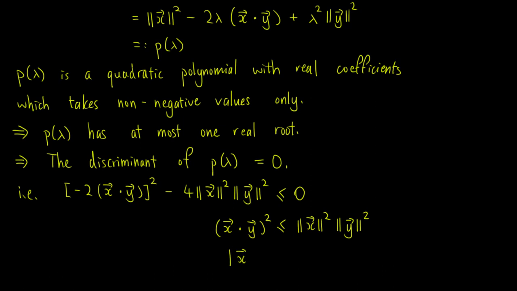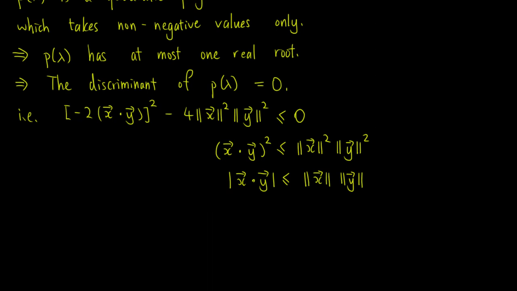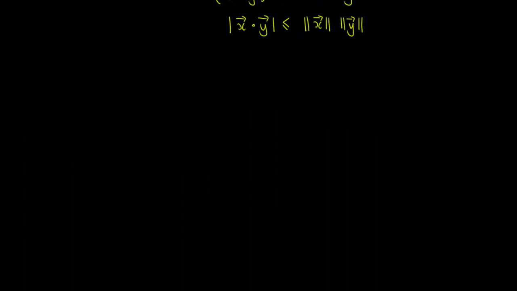We can take the square root on both sides to get the absolute value of x dot y is less than or equal to the length of x times the length of y. So the inequality is established. It remains to show the condition for equality.